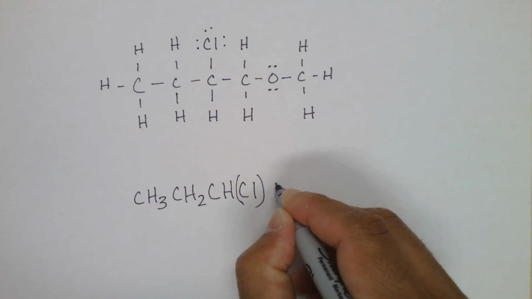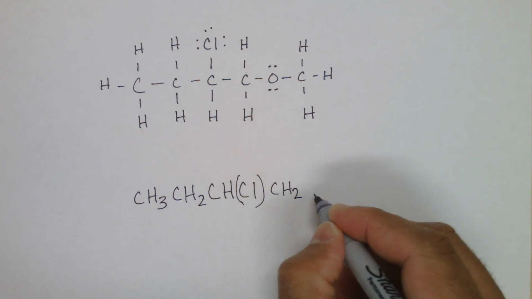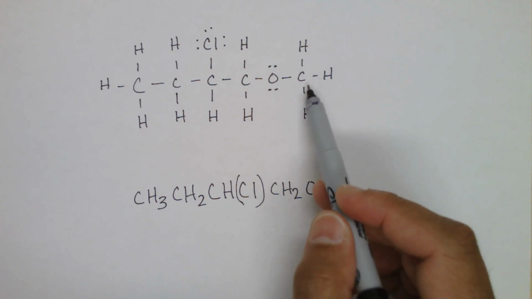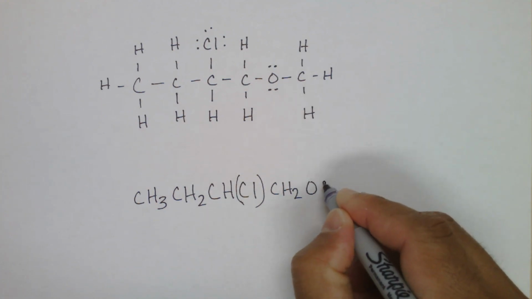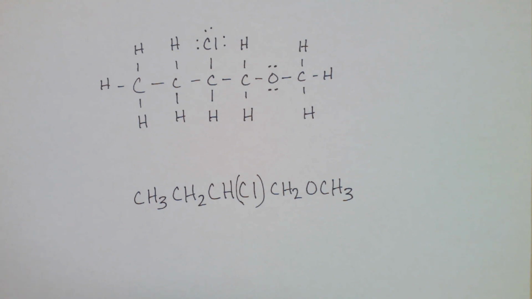Next in the chain, we have the CH2 group, followed by the oxygen. The oxygen is not bonded to anything else other than this last group here, so then we'll just add that CH3 group at the end. So we have the alkyl halide and the ether.